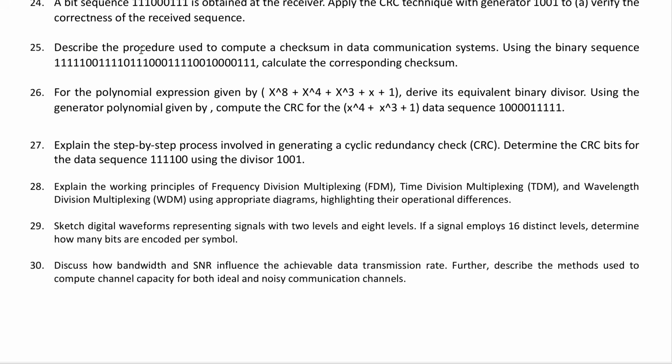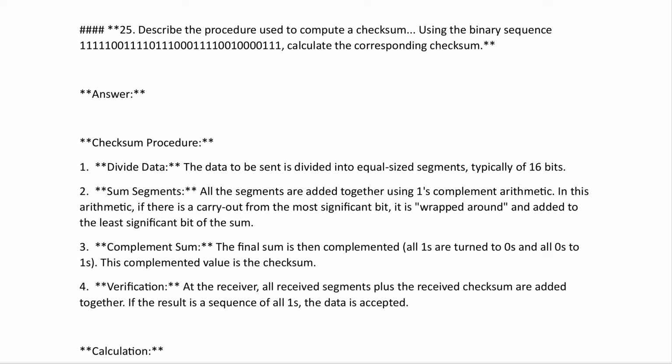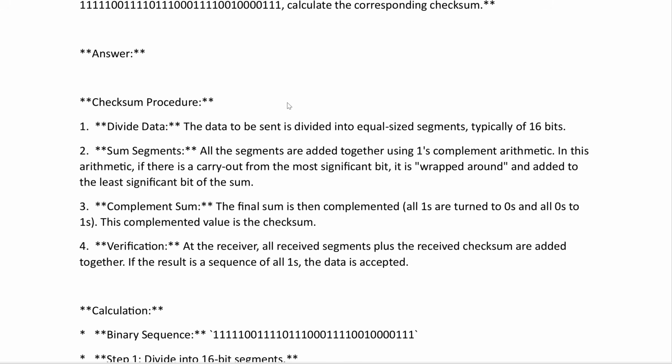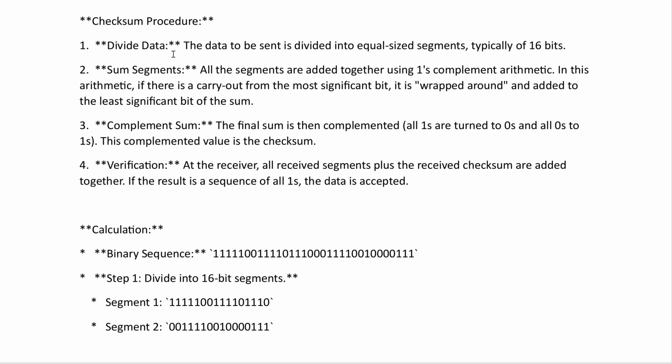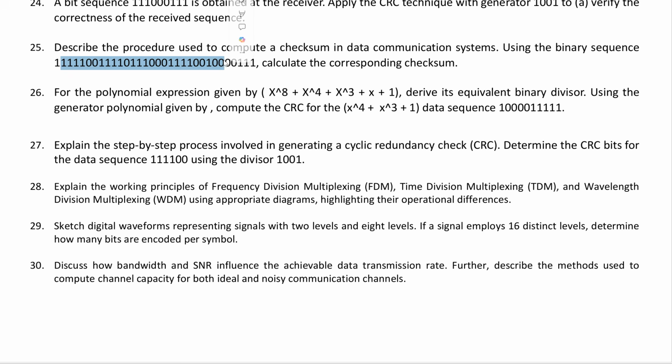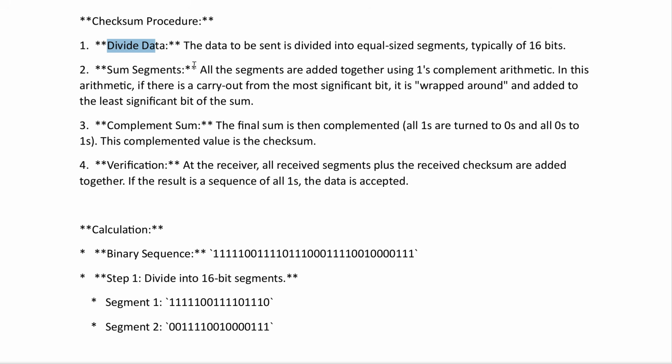So first of all, I am going to tell you the procedure. Using that procedure, you can find out the solution to this numerical problem, right? So the checksum procedure is how to calculate this checksum. The first step in calculating the checksum is to divide the data. This is the data given to us. We have to divide this data into two parts. So the data to be sent is divided into two equal size segments, typically of 16 bits, right? Then we have to sum those two segments.